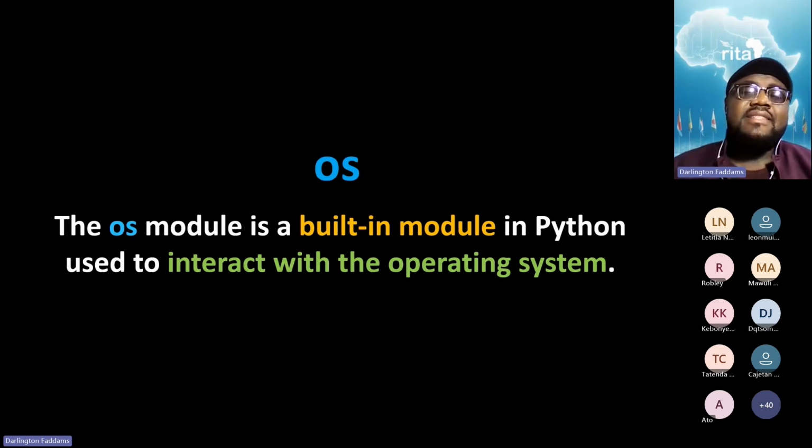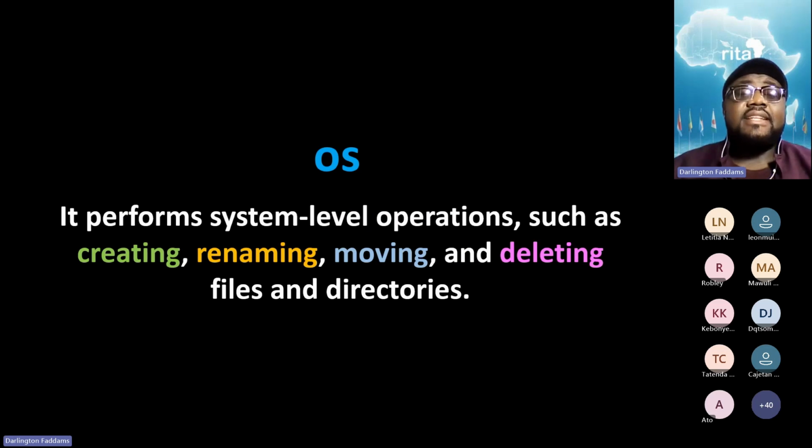Now it performs system level operations such as creating, renaming, moving, and deleting files and directories. So just as we do file management, we create files, we rename files, we move files, we delete files, we do whatever to files and directories. OS is a module that has the ability to do that for you using your Python code.